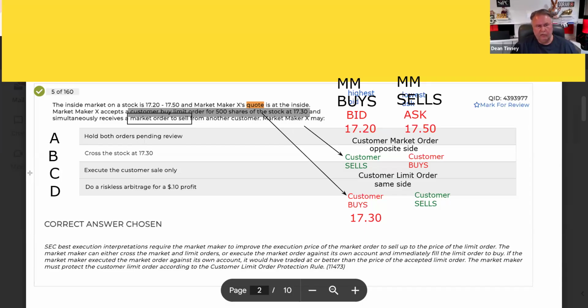Execute the customer sale only? No. Do a riskless arbitrage for a 10-cent profit? Absolutely not, right? Because that would be taking advantage of that customer's limit order. Hence the rule, because that's what we used to do prior to the reforms. Prior to the reforms, I would pretend I don't have that customer buy limit at 1730, right? So, you know, I want to take that dime.